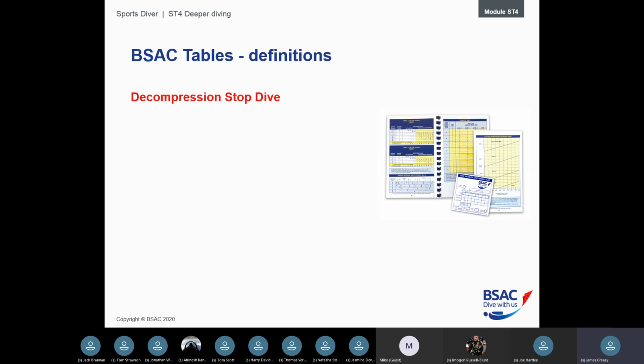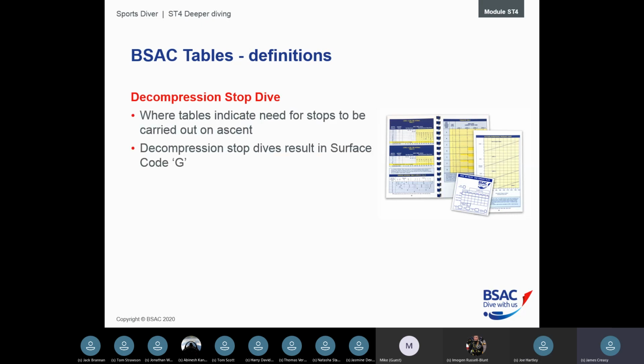So yeah, BSAC decompression stops. Dives result in a surface code of G. So normally when you come up from a dive, you have a tissue surface code, and that reduces over time, especially as an ocean diver. When you do a deco dive, you will always come up on the highest surface code, which is G, and that's due to your stops.